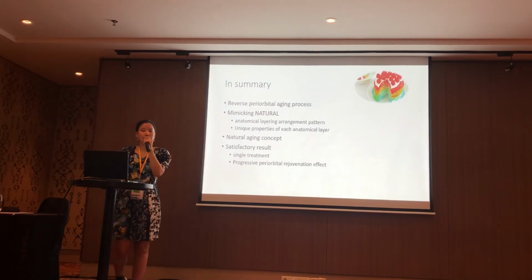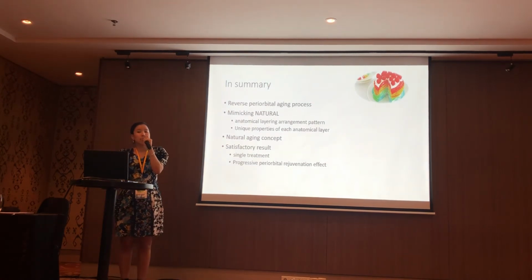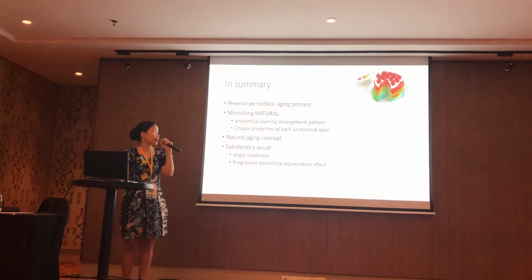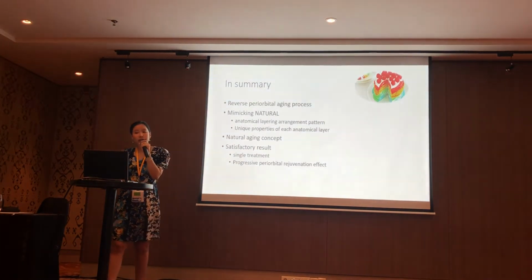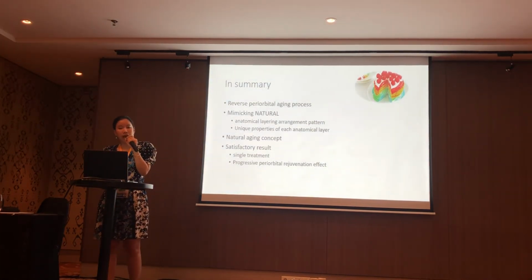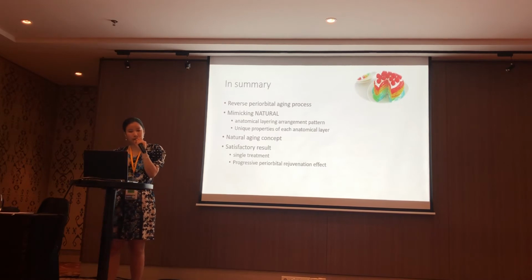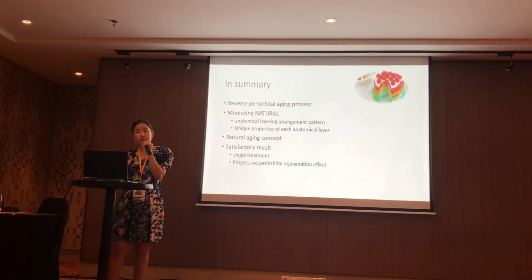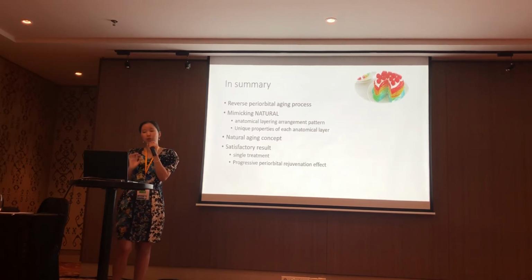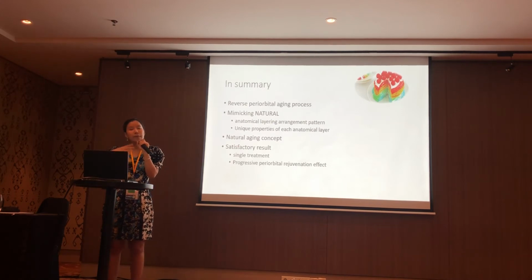And in summary, reverse the periorbital aging process by mimicking the natural anatomical layer arrangement pattern and the unique properties of each anatomical layer. By following the natural aging concept, you can get satisfactory results with the rectangular layering technique with just a single treatment. And surprisingly, with this technique the result may compound month by month. We also use the progressive periorbital rejuvenation method.